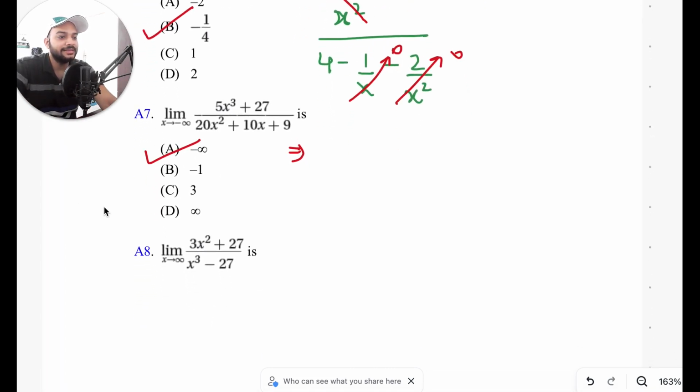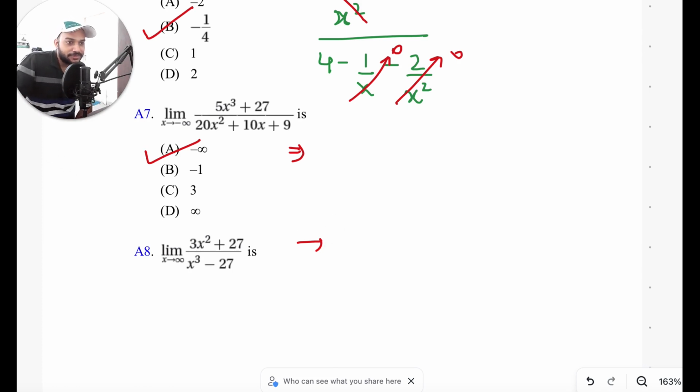A8. Limit x tending to infinity, 3x squared plus 27 over x cubed minus 27. Again, this is a rational expression with a polynomial in the numerator and a polynomial in the denominator, and x is tending to infinity, so we'll check the degrees. The numerator has a lower degree polynomial compared to the denominator. That means there would be an infinity left in the denominator for sure. And if the denominator is infinite, the expression automatically becomes 0. The limit tends to 0.